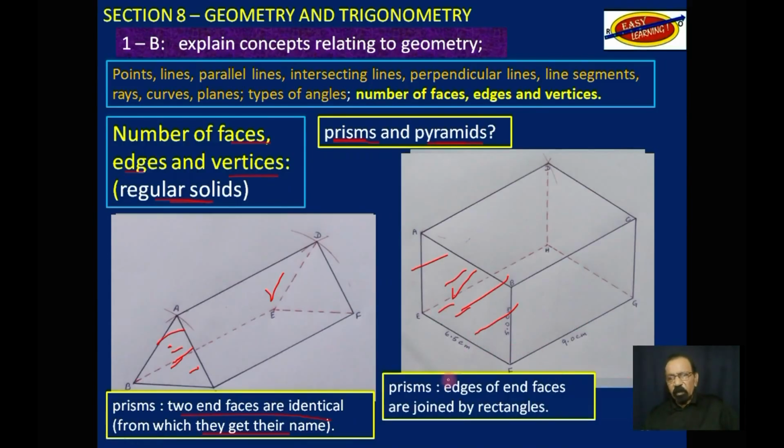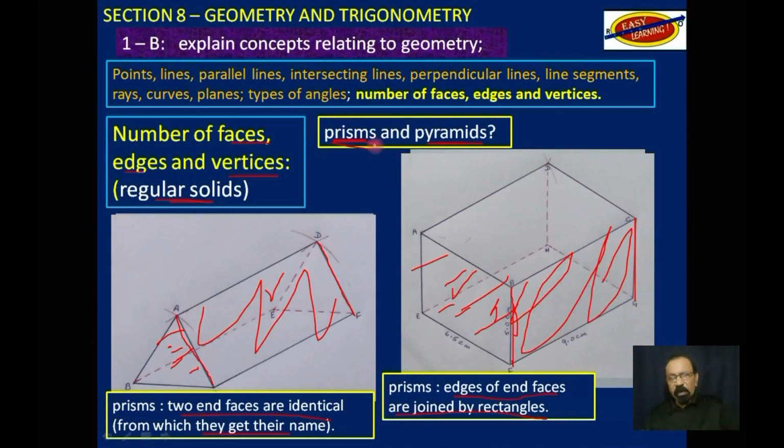And next, the edges of one end face are joined by rectangles. So note the edge of this triangle and the edge of that triangle, they are joined by rectangles along the side. And note the edge of this front face here, and the edge of that back face there, they are joined by this rectangular shape here. All the shapes are rectangular when they join the front face to the back face.